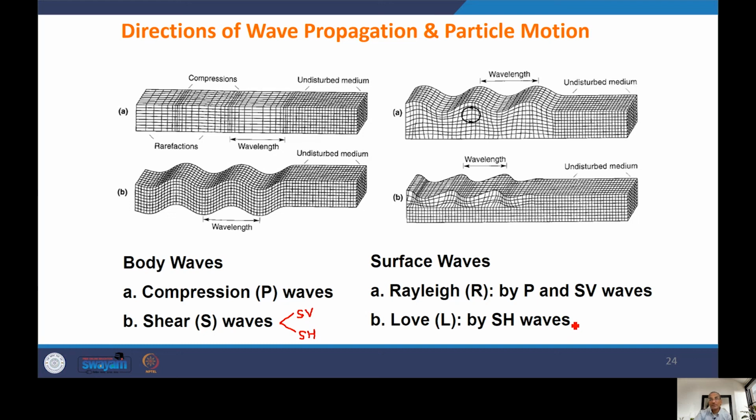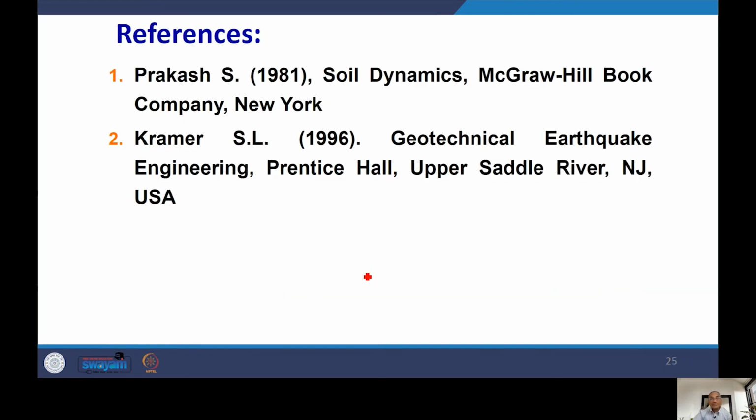So this was about wave propagation, and this will be very helpful while dealing with soil structure interaction and in turn for earthquake resistant design of foundations. Most of the contents of today's lecture are from the following two references. Mostly from the last one, that is Kramer's book, Geotechnical Earthquake Engineering, and the first one, a book on soil dynamics by Shamsher Prakash.